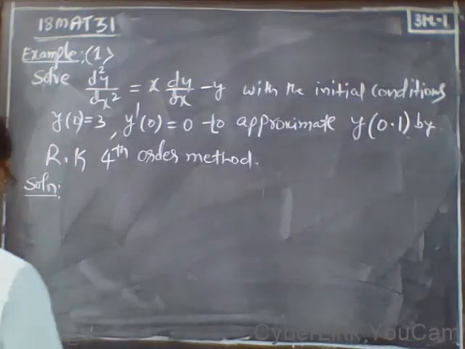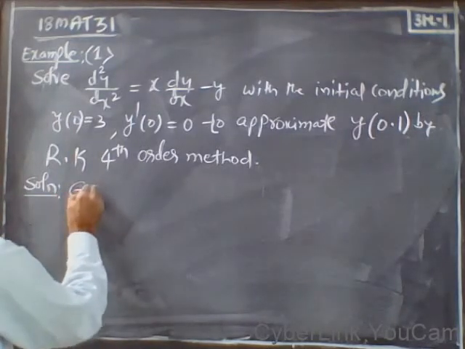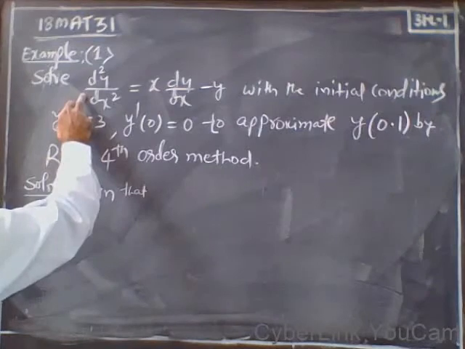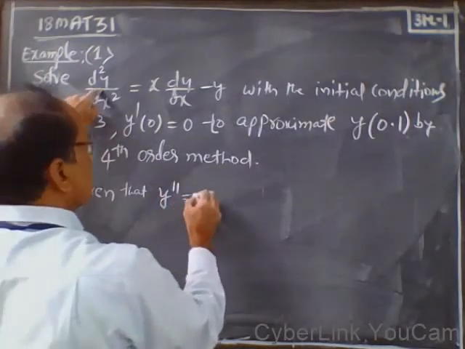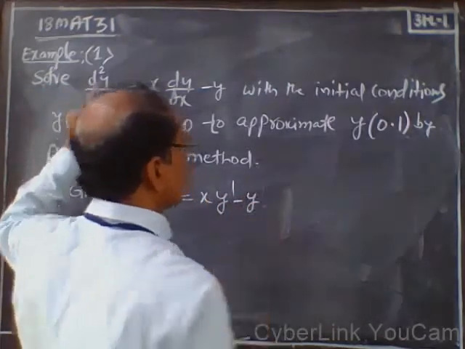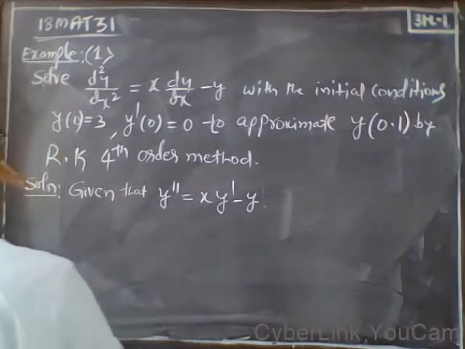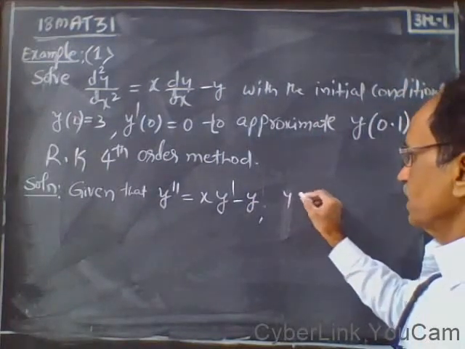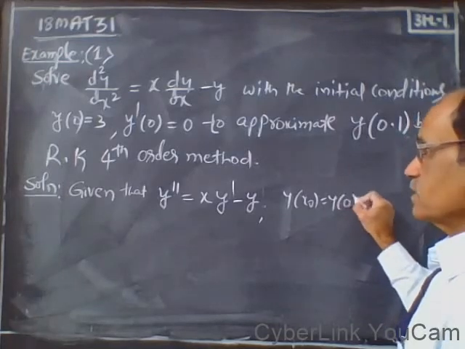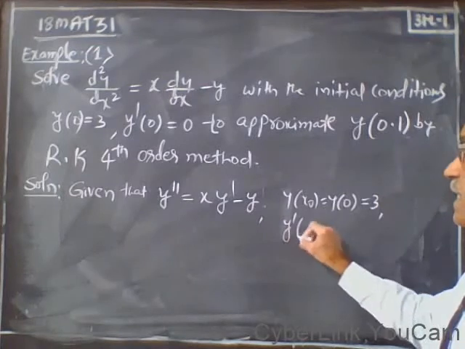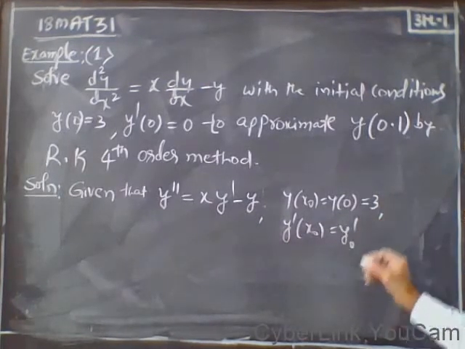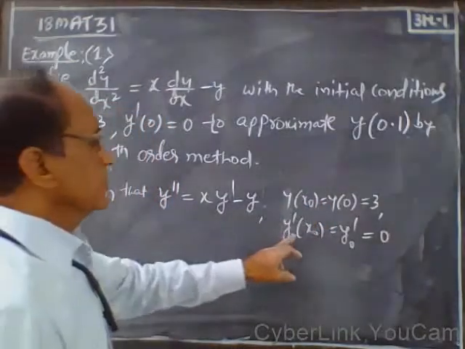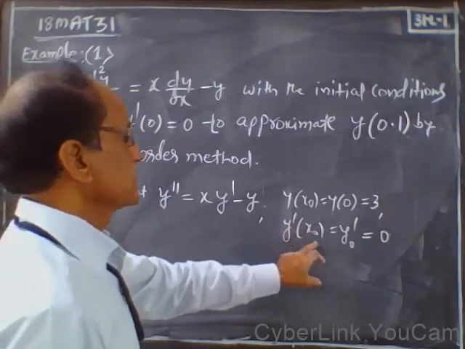Solution. First you take the given data. Given that this differential equation, I will write with another symbol, that is y double dash equal to x y dash minus y, that makes no difference. This is y0 and y dash 0. Maybe you can consider like this: y at x0 equal to y at 0 equal to 3, and y dash at x0 equal to y0 dash, that is also 0. Here y0 dash will be dy by dx at x equal to x0.